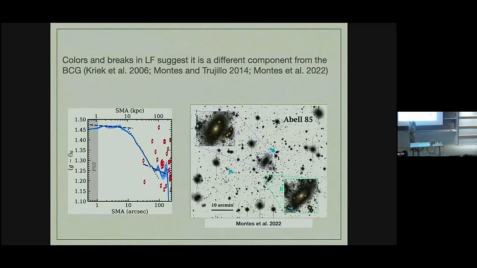showing the colors of the ICL, so the blue line, around the core of the Abell 85 cluster. And it's showing very, very blue colors compared to all of the galaxies in the cluster. So it seems to photometrically be bluer, have a younger component than the main galaxies.